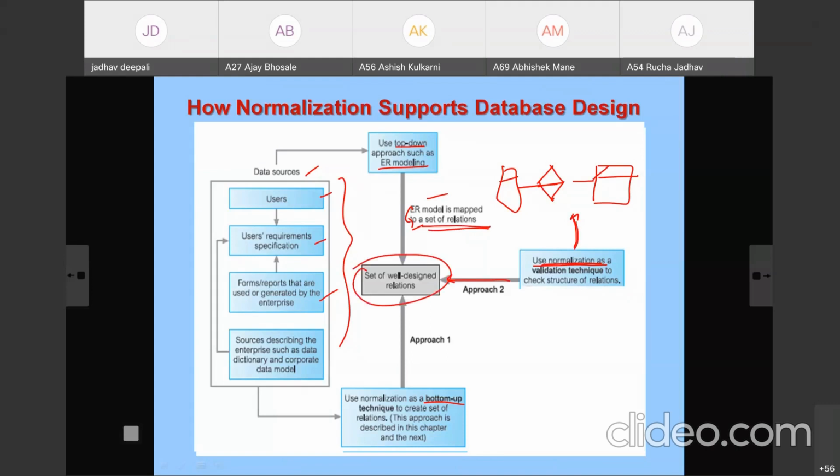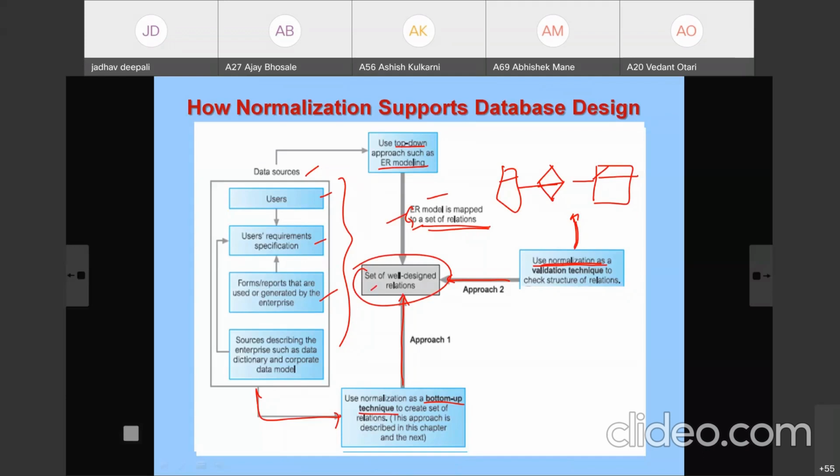The second approach is the bottom-up, in which, whatever the data required, you first apply the normalization technique and then through it directly generate the relations. But the good method is to first use top-down. First design an ER model, convert it into a set of relations, and check whether it is a good database design. If not, apply the different normalization techniques, validate it, and generate a set of well-designed relations.